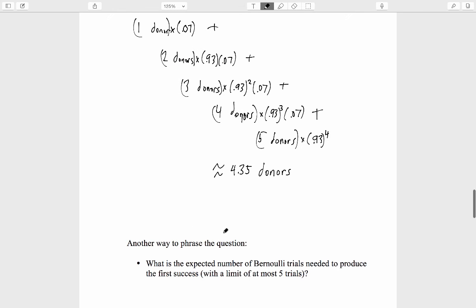Another way to phrase the question we just asked is, what is the expected number of Bernoulli trials needed to produce the first success, with a limit of at most 5 trials? Before we were asking, what's the number of successes in a certain number of Bernoulli trials? Now we're turning it around. We're not asking for the expected number of successes, we're asking for the expected number of trials. That is a different question, and it is not a job for the n times p shortcut.